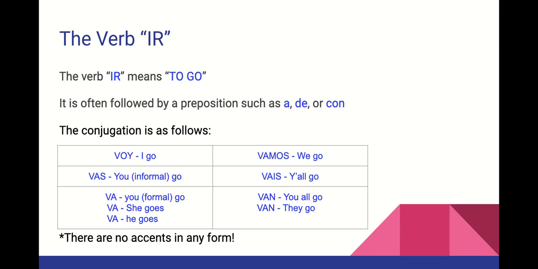So the conjugation is as follows. It's super weird, super irregular. It's voy, vas, va, vamos, vais, van. Okay, so it looks nothing like ir, I know. It's not an -ir verb, it's just completely irregular. So voy, vas, va, vamos, vais, van. No accents on anything.